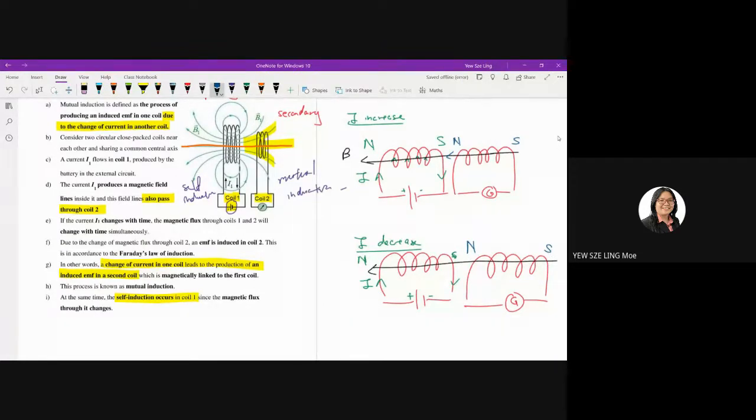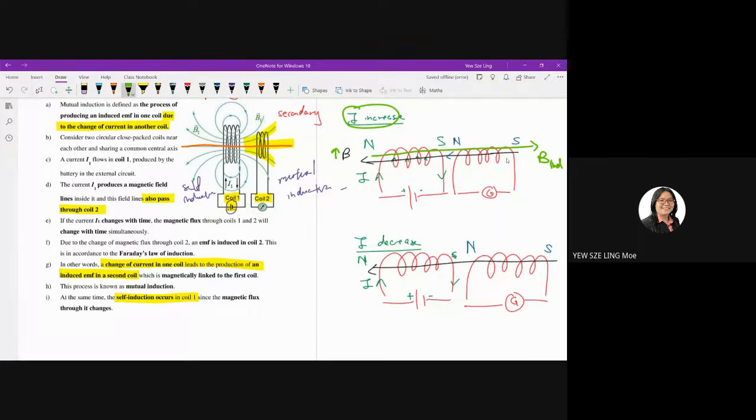That is what happens initially. So after that, what happened? Now my I increased. When my I increased, B increased. If B increased, the opposite direction will be induced. Okay, B induced is pointing towards the opposite direction.